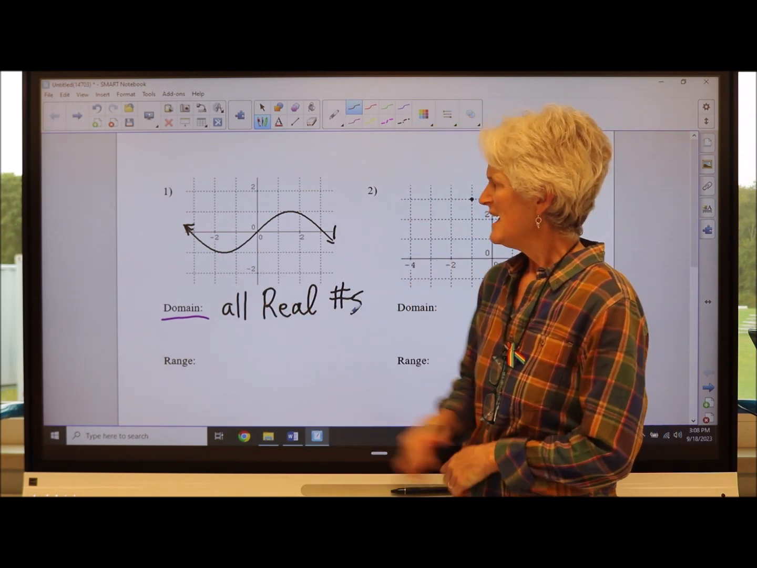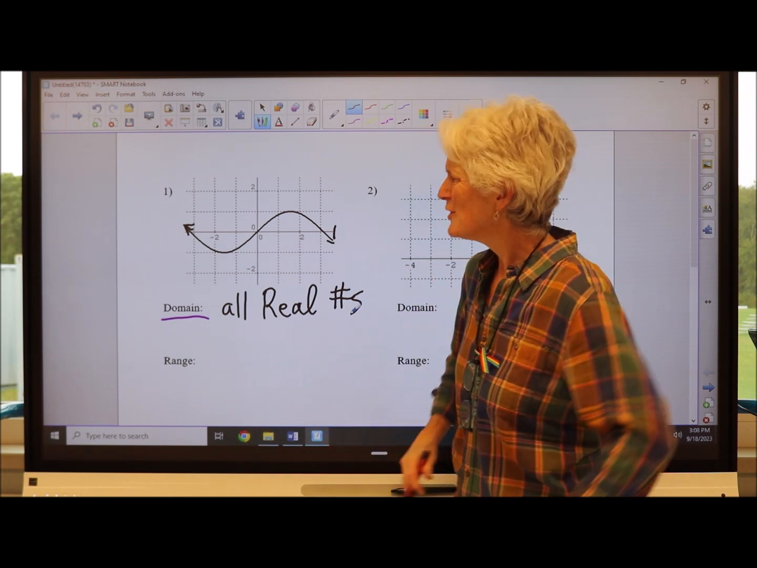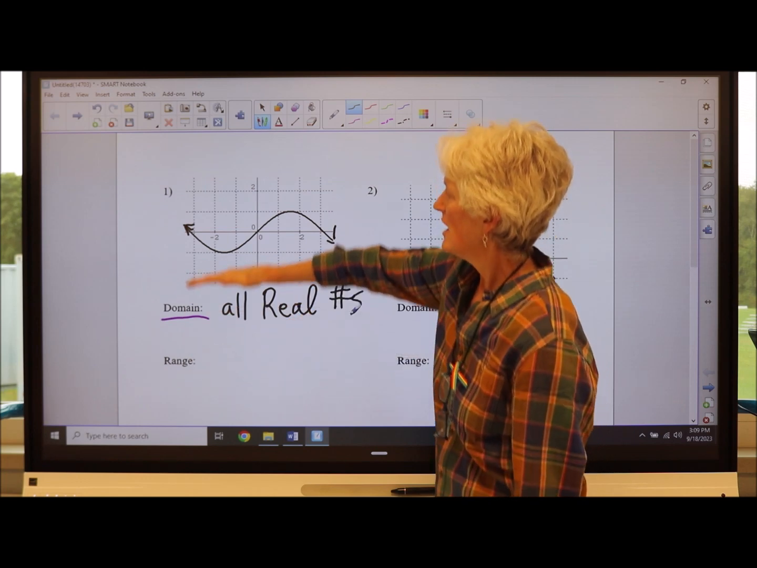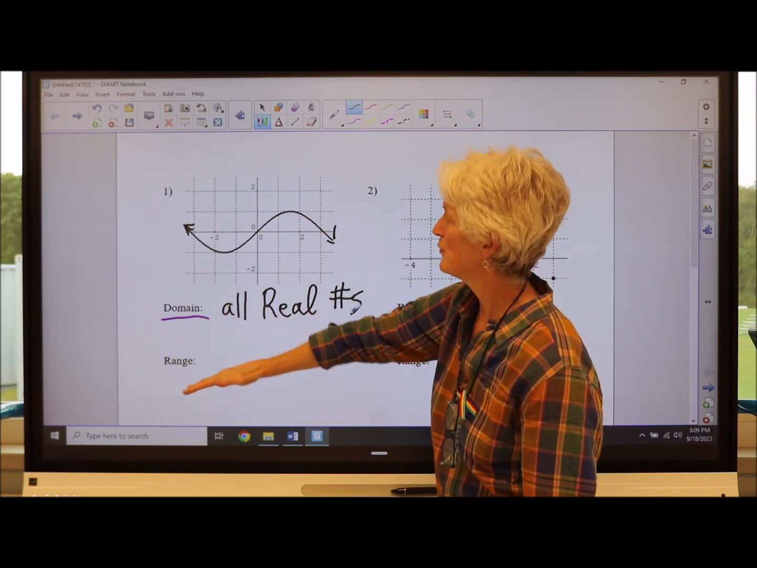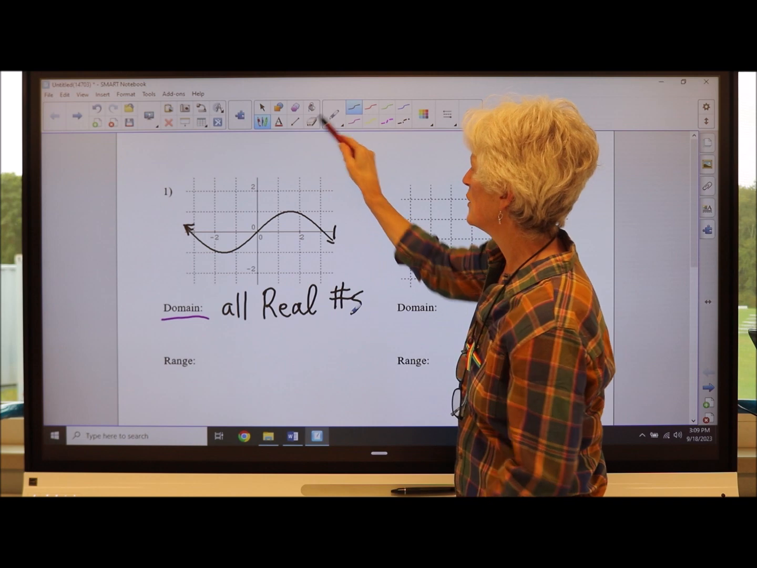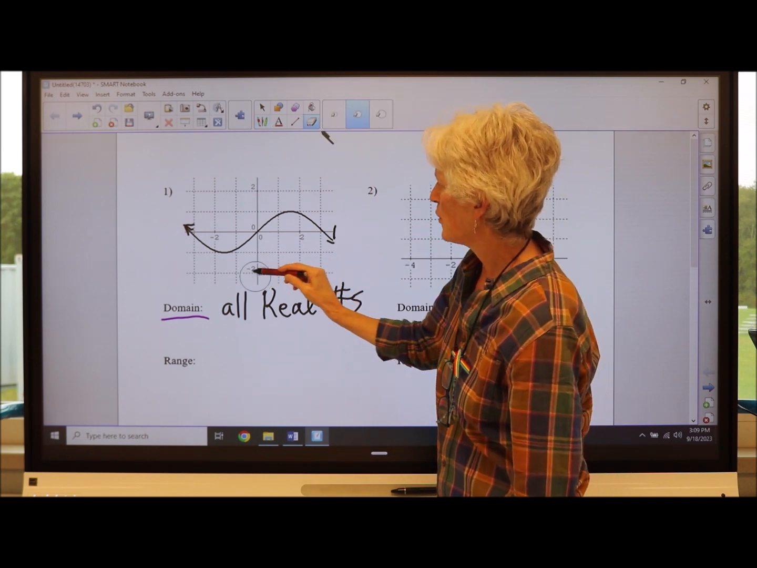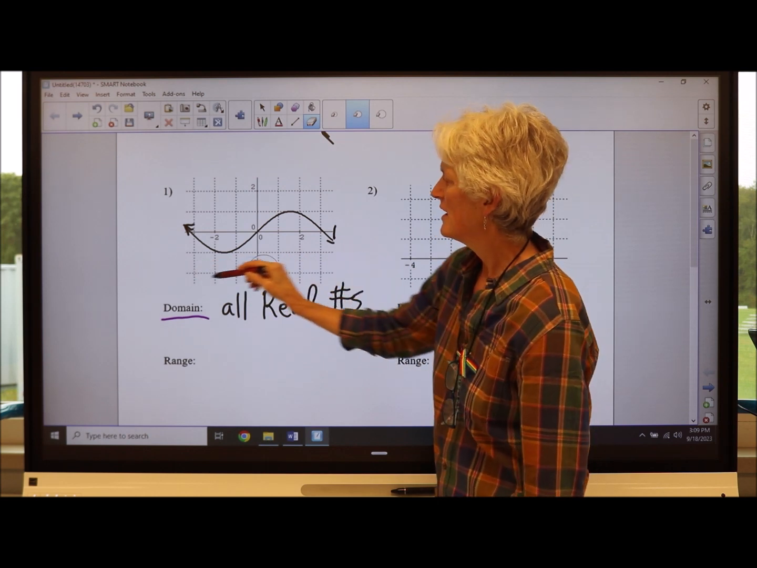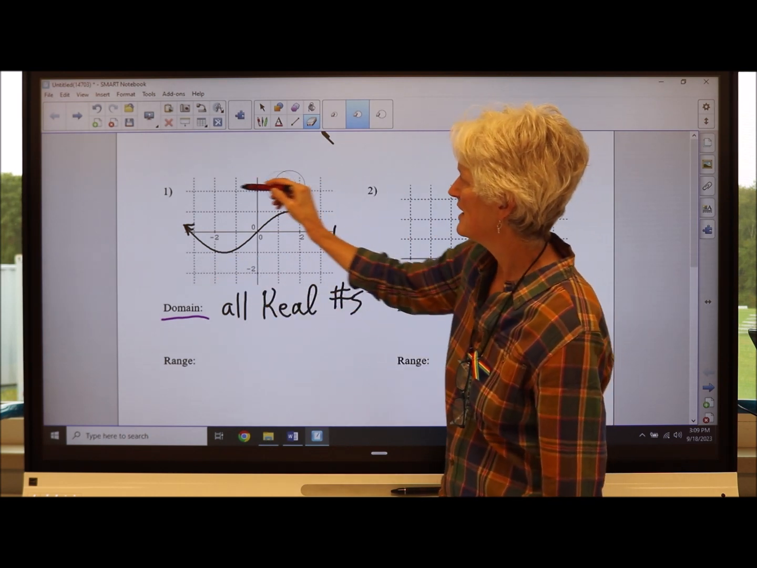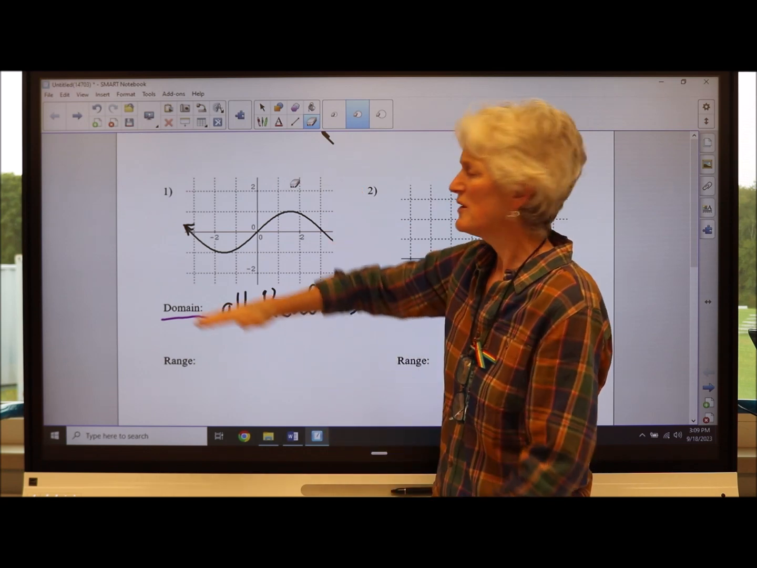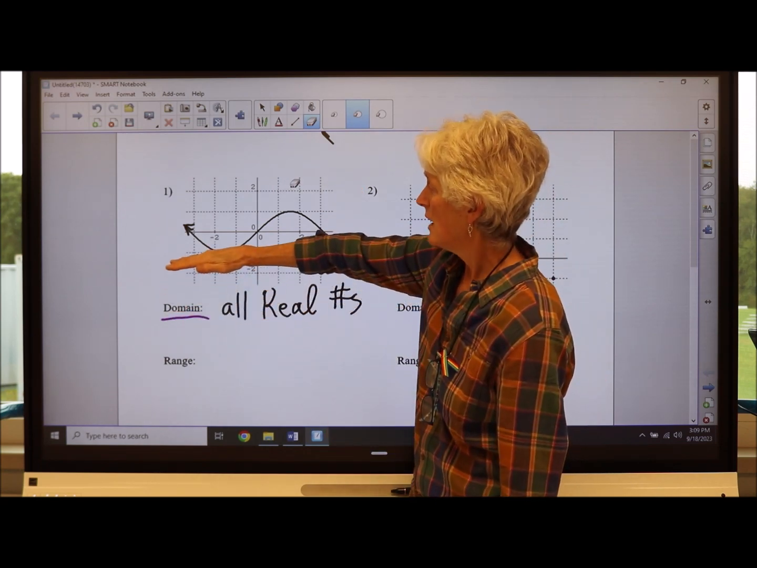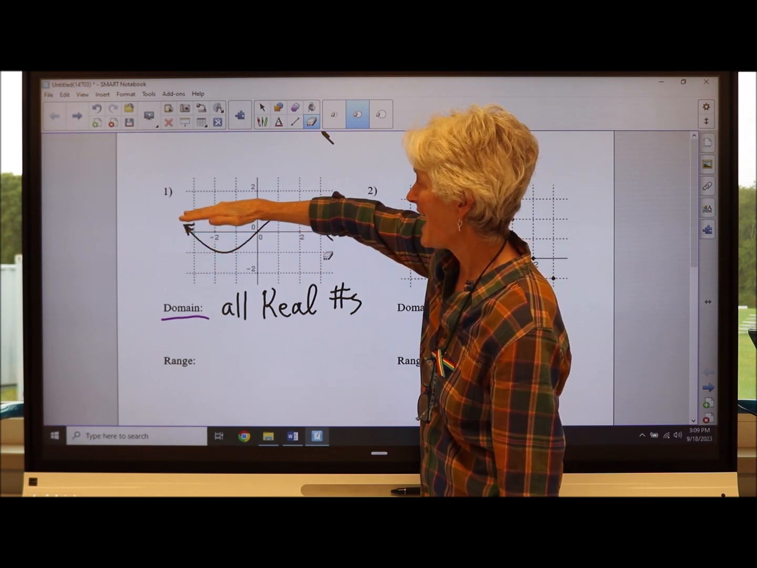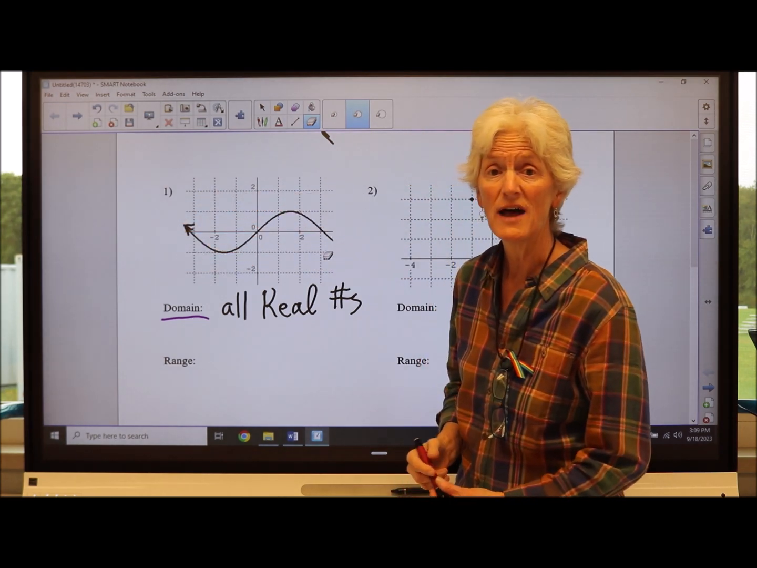Okay? Let's look at the range. Well, I don't think every y value gets to participate. Remember, range are your y values. So if I swoop from down to up, you'll notice that down here, none of these y values get to participate. And none of these y values. Let's look. What do we think the smallest y value is? It looks like negative 1 is the smallest value, and positive 1 is the biggest y value.